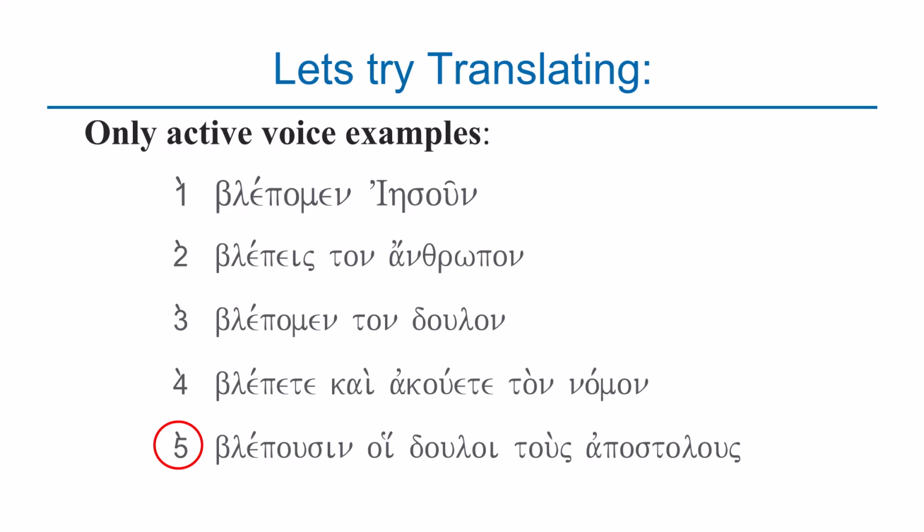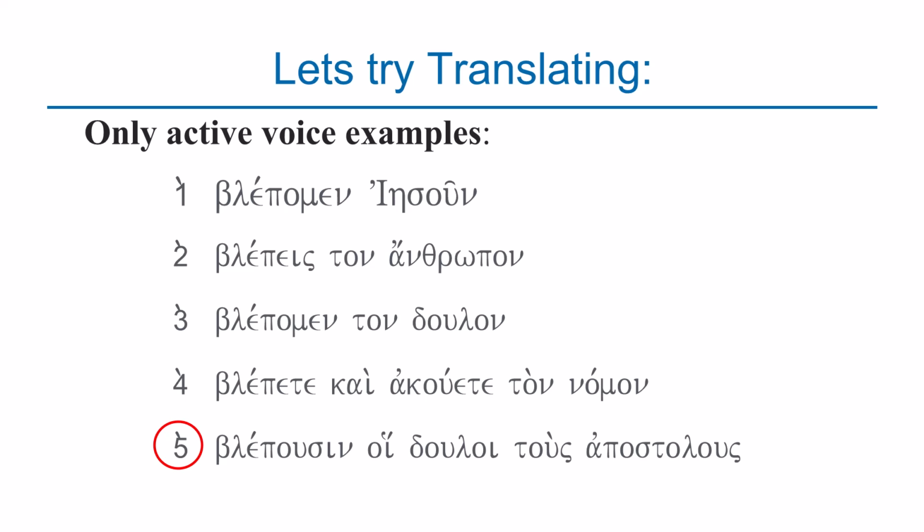Now, when you're looking at the cases, you have nominative, genitive, dative, accusative. And we said that all these cases are functions. If a word is in the nominative, it shows that that's the subject of the sentence. Genitive is showing possession. Dative shows an indirect object. Accusative shows a direct object.